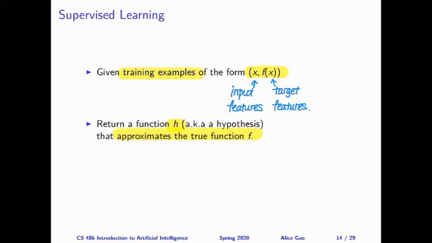Remember something here. We are assuming that there is a true function f. We assume this function exists. However, when we're solving machine learning problems, we never see f. We never get to observe it. All right, so f is this hidden thing that we believe exists, but we never get to see it. All we can do is try to find the function h that approximates this true function.